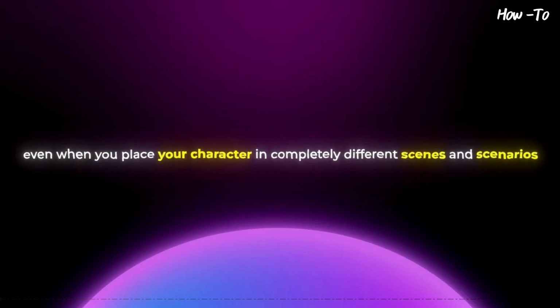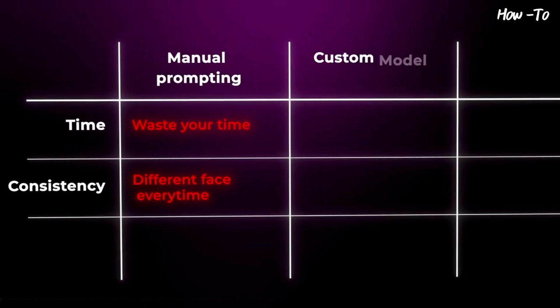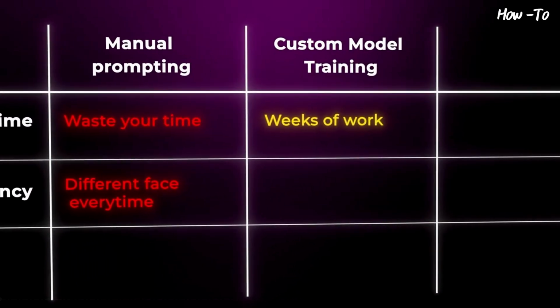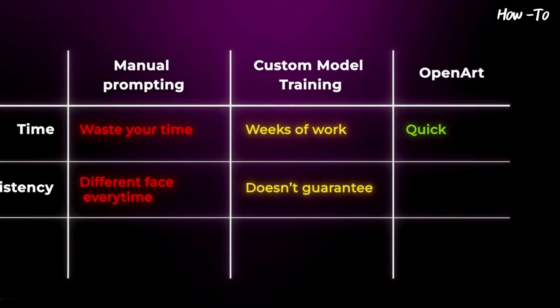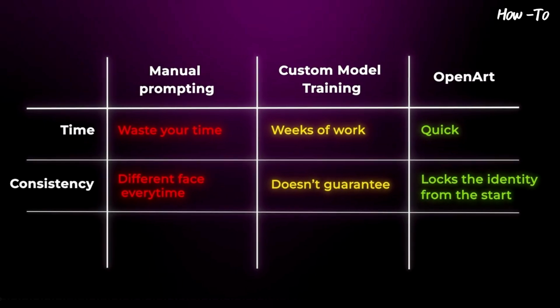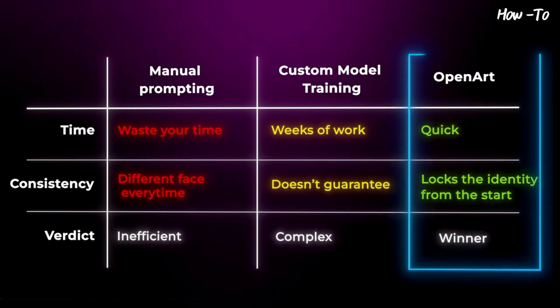So basically, manual prompting wastes your precious time and gives you different faces every time. Custom model training takes weeks and still doesn't guarantee perfect results. Nobody's got time for that, babe. But OpenArt locks your character's identity from day one with the same gorgeous features every single generation. When you see it like this, the choice becomes pretty obvious, right, girl?